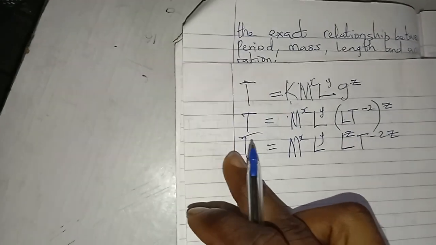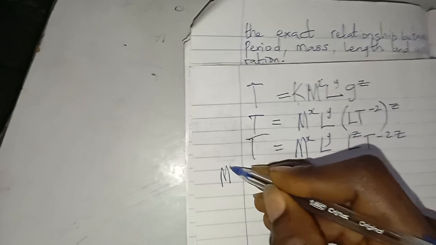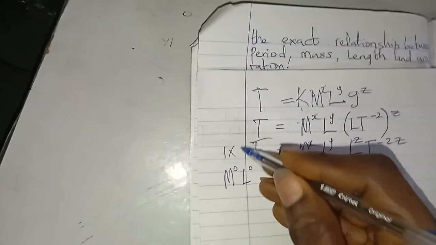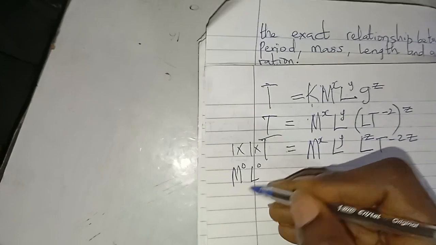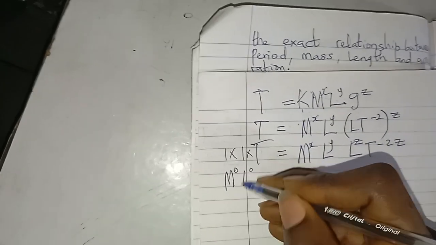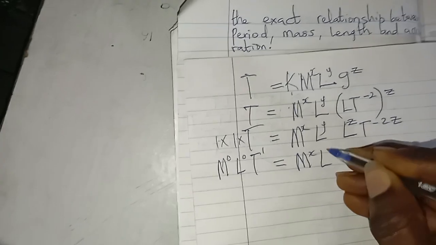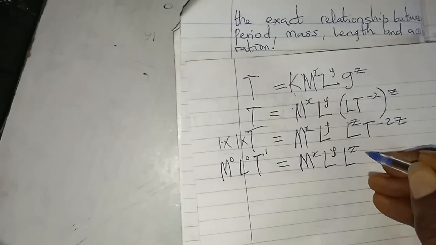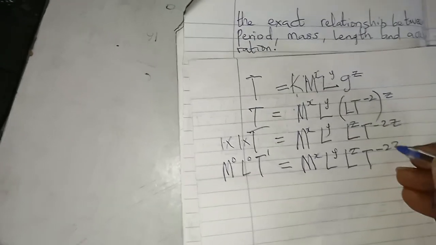Left hand side, I only have t. There is no m, there is no l, but I know that anything raised to power 0 is 1. And when I come and do 1 times 1 times t, I still have t. So let me apply it. M raised to power 0 is 1. L raised to power 0 is 1. So t. And this is raised to power 1, because anything raised to 1 is nothing. So m x l raised to power y, l raised to power z, t raised to power minus 2z.